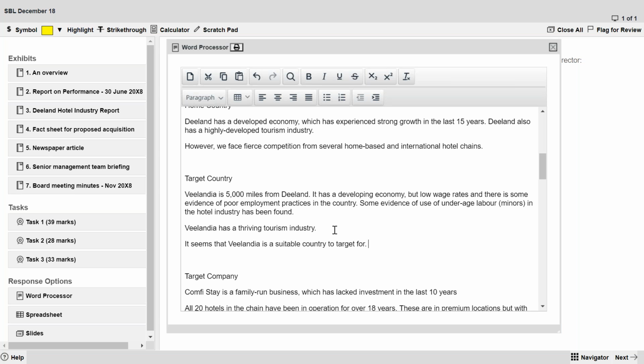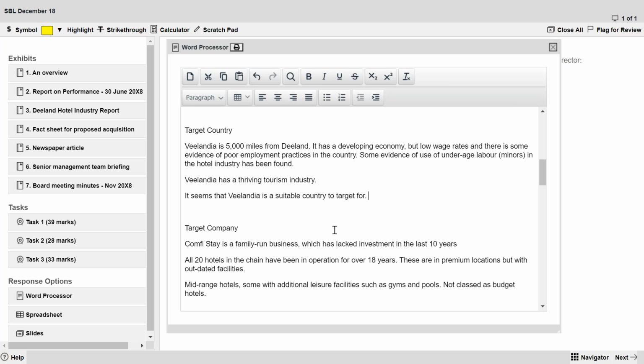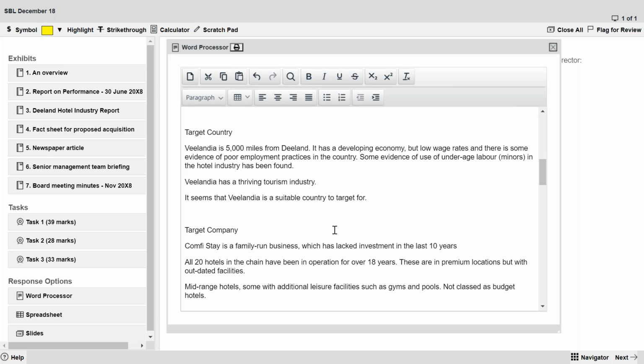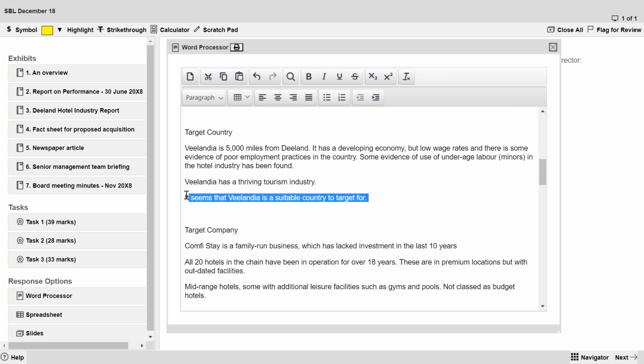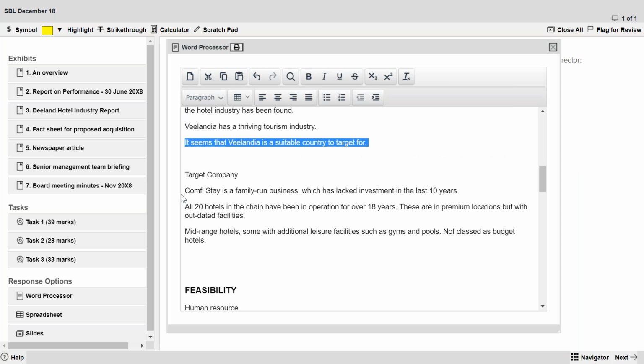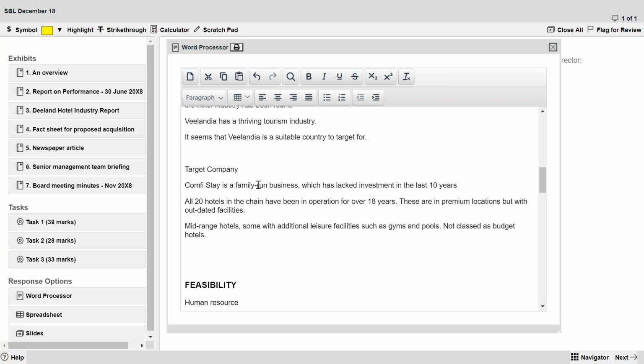But this comment is important, okay? Because just copy pasting is not enough. What is your thought? What is your comment? So based on the logic, so these are the logics. Here is where you give your comment. So very important that after the logics, you need to write a one-liner saying what you think. Similarly, target company says Comfy Stay is a family-run business which has lacked investment in the last 10 years.